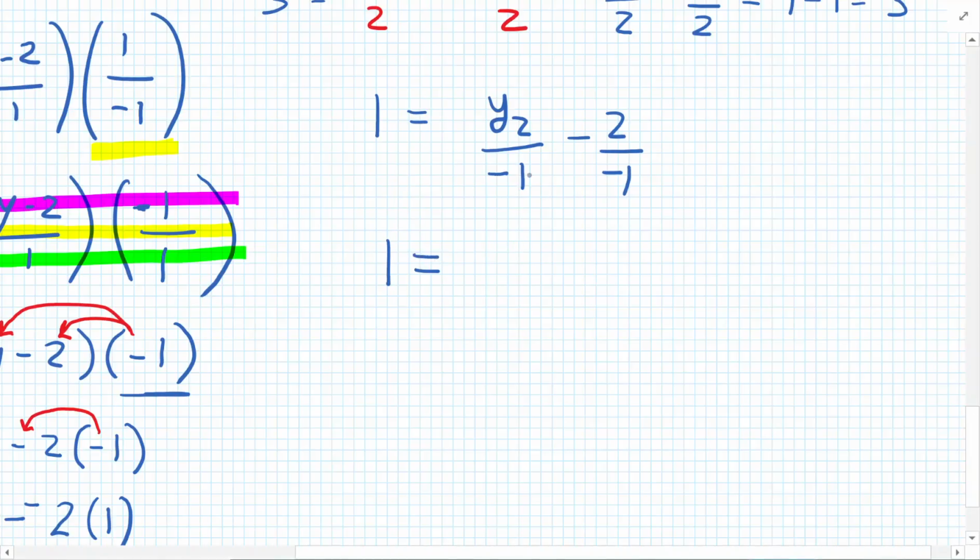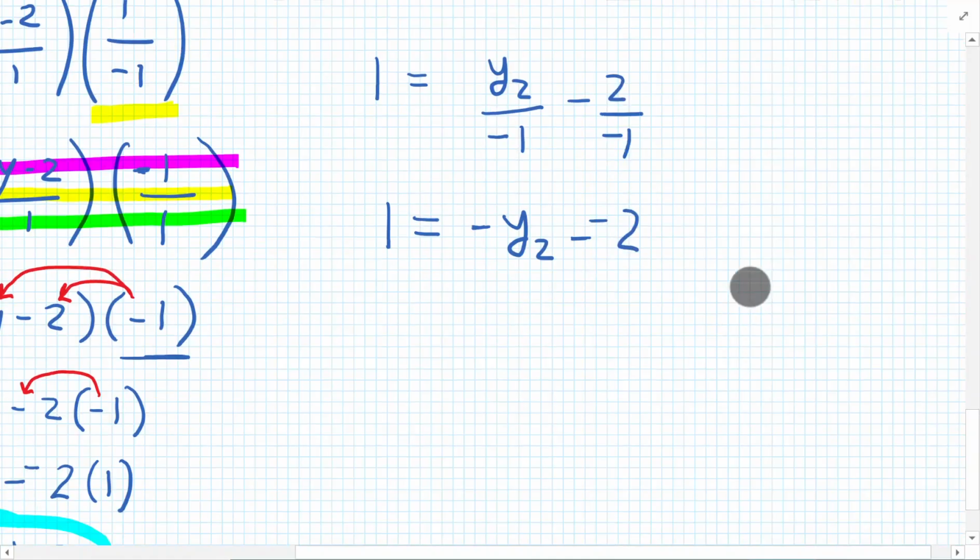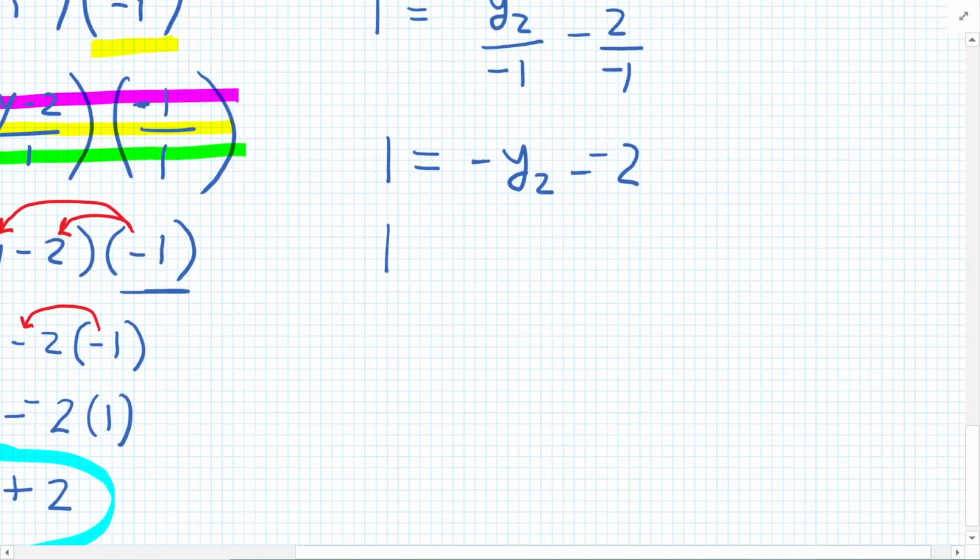1 equals, we have a -1 in the bottom, but we learned earlier that if it's in the bottom, we can also move that negative sign up to the top. There's our y2, negative y2. We also know that if we have a negative in the bottom, below the 2, we can bring that up. In that case, we have a negative over a negative. So negative, negative, 2. Okay. So we have minus y2 plus 2. Remember, negative times a negative is a positive.